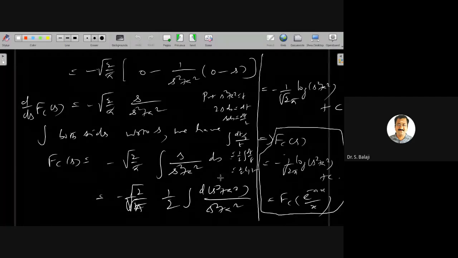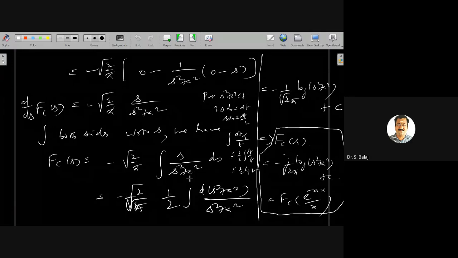Therefore, this is the logarithm of s square plus a square. Otherwise, you put a substitution here: s square plus a square equal to t, 2s ds equal to dt, s ds equal to dt by 2. You can get 1 by 2 dt by t, 1 by 2 log t. T is again s square plus a square. Any manner you can. Minus root of 2 pi pi, 1 by 2.